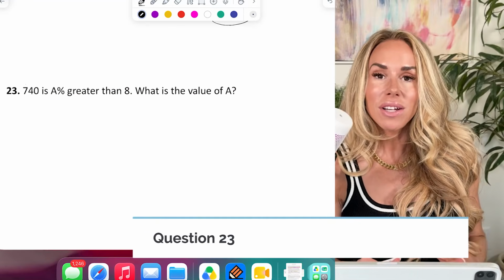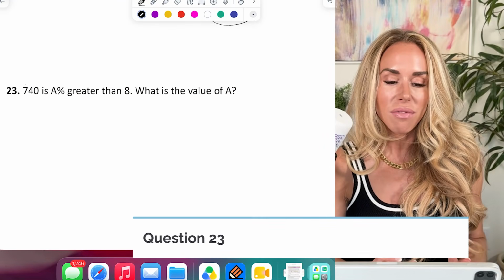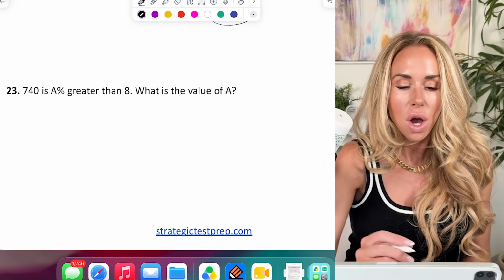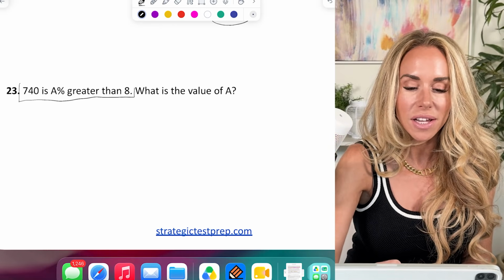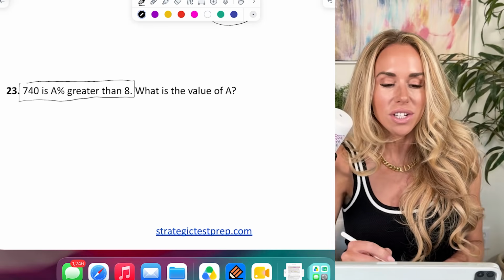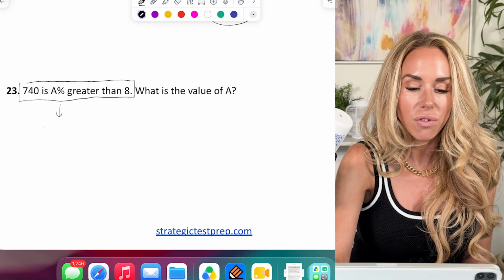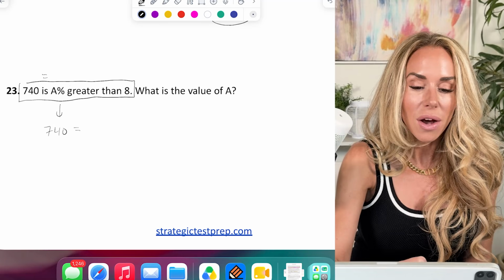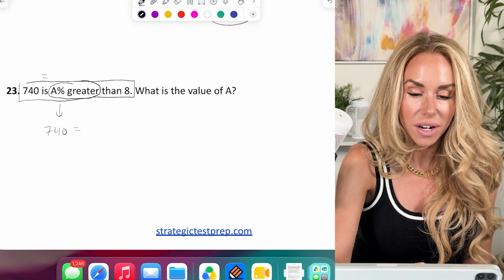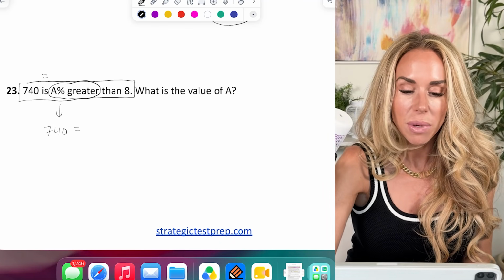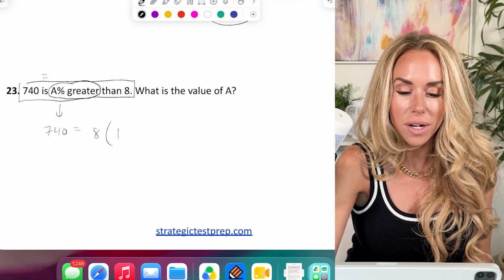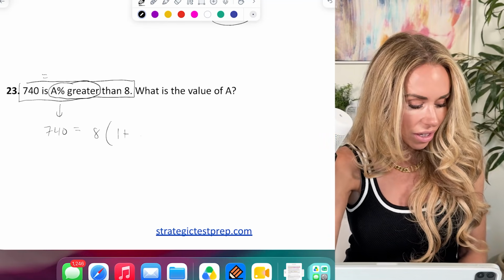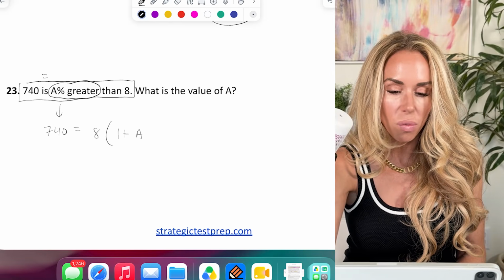All right, the next one is a percents problem. It says 740 is 8% greater than a. What is the value of a? What we want to do is take this English phrase and set up an equation in math. So 740 in math is 740. Is means equals. Now, a percent greater than 8 is going to be 8 times 1 plus, now 8% would be a over 100. I'll just put 1 plus a.